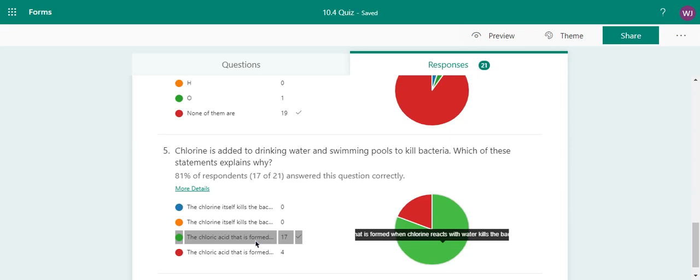The chlorine reacts with the water to give chloric acid, and that chloric acid itself kills the bacteria by oxidizing it. Okay, thank you for listening.